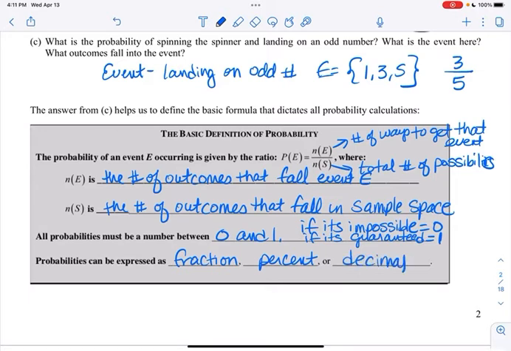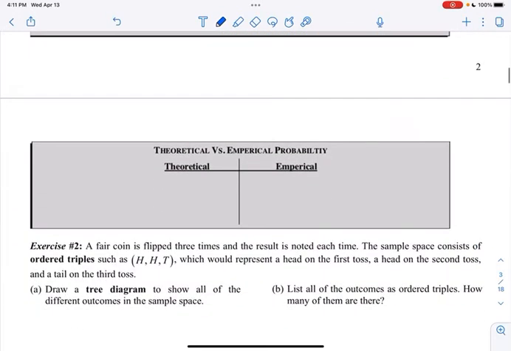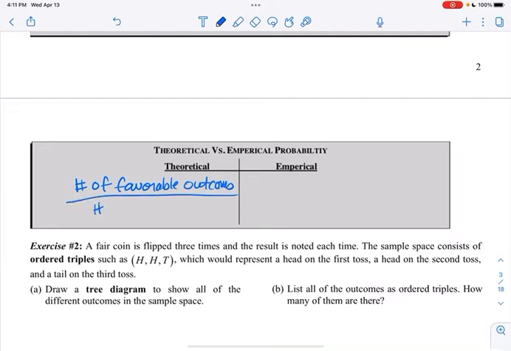Let's flip over to the next page. There are 2 kinds of probability, theoretical versus empirical probability. Theoretical is the number of favorable outcomes over the number of possible outcomes. And empirical is the actual probability resulting from an experiment.